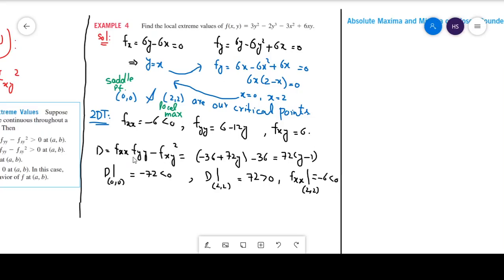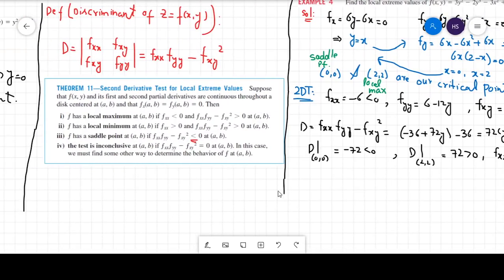So the discriminant is fxx times fyy minus fxy squared. Calculate it and get this. This is your discriminant. So at (0, 0), you'll get minus 72, so it's less than 0. Whenever the discriminant is less than 0, that point would be a saddle point. So (0, 0) is a saddle point, right? At (2, 2), you'll get 72, which is positive, and your fxx is negative, so (2, 2) will be a local max by the second derivative test.